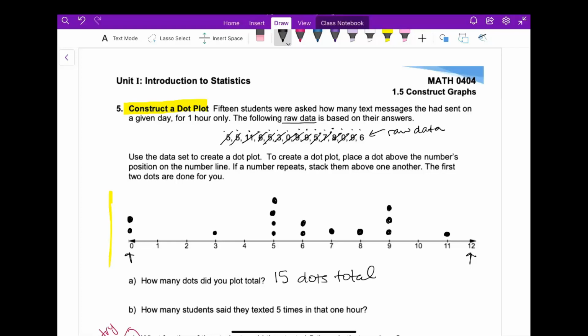How many students said they texted 5 times in that 1 hour? So for example, 2 students said they texted 0 text in that hour. Let's take a look at the actual question. It says 5. 1, 2, 3, 4. 4 students said they texted 5 times in that 1 hour.